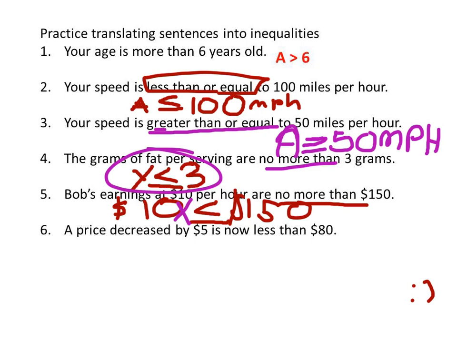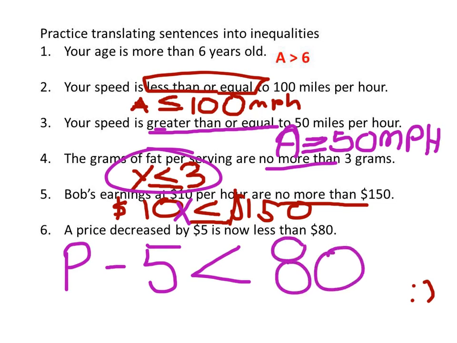All right, number 6. Sounds like Ashley? You're 6? Yes. Ashley will do number 6. There's a typo on 6. All right. So P minus 5 is now less than 80. Hey, that was pretty easy.